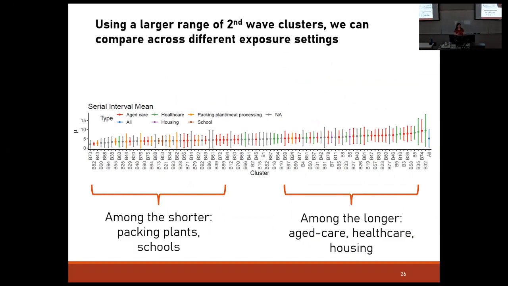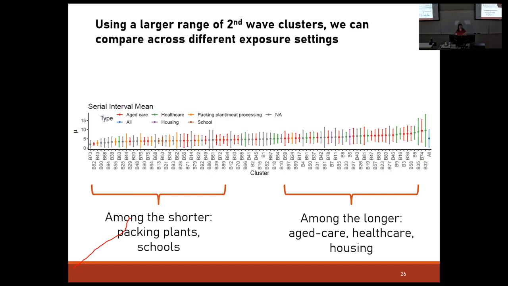And I mean, this isn't super conclusive yet, but I think that generally the, which ones is it? The orange color, which is packing and meat processing plants, and schools, which is the brown ones. There's not so many, but oh, I don't know how to rub that out. Well, never mind. The schools also tend to be in the lower ones. So these are kind of settings where people tend to attend for not very long. Whereas settings such as aged care facilities and healthcare facilities where people are staying for longer times, as well as housing, are kind of more towards the top of our serial intervals.